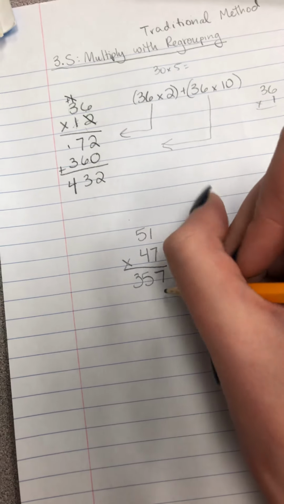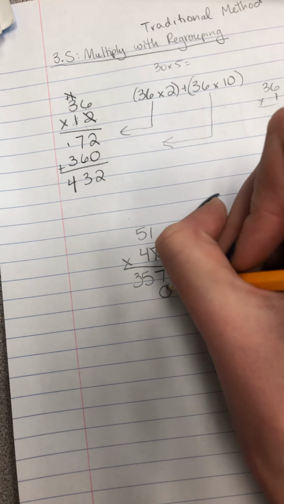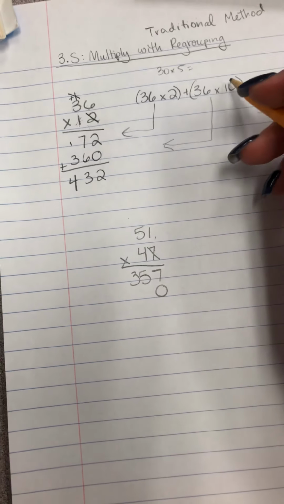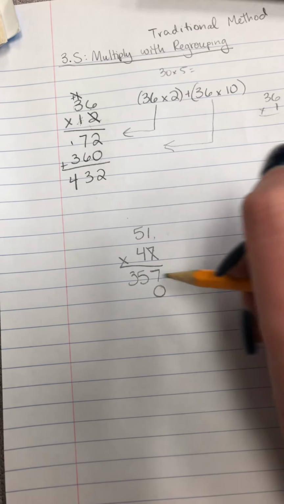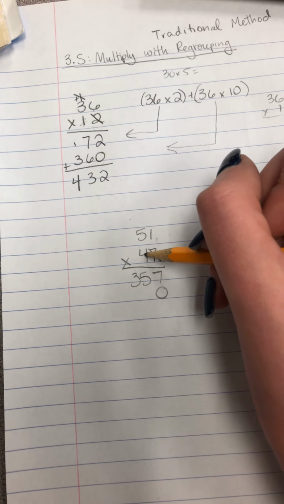Now I'm going to put a line through there to remind me that I've done that. I put a 0 here. Now I'm doing 51 times 4. Really, it's 51 times 40, like I talked about up here, but we're going to make it a little easier for ourselves by putting our 0 here so I can think about it as 51 times 4 tens.